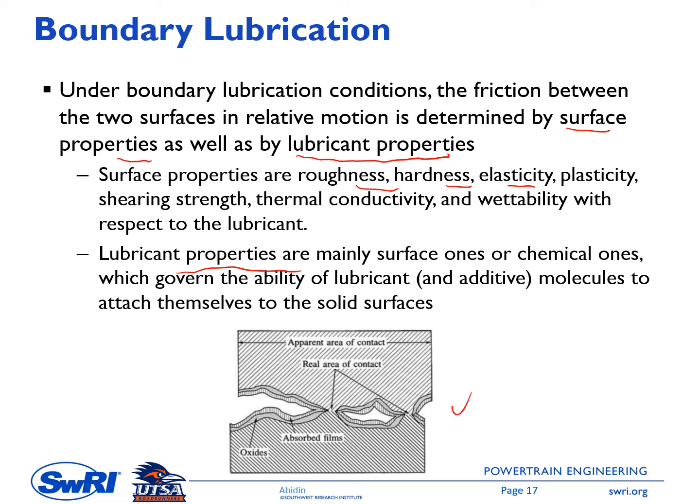This figure shows the schematic of two surfaces in relative motion under boundary lubrication. You can see in here there is an oxide layer and an absorbed film, and this is the real area of contact. This happens under boundary lubrication conditions.